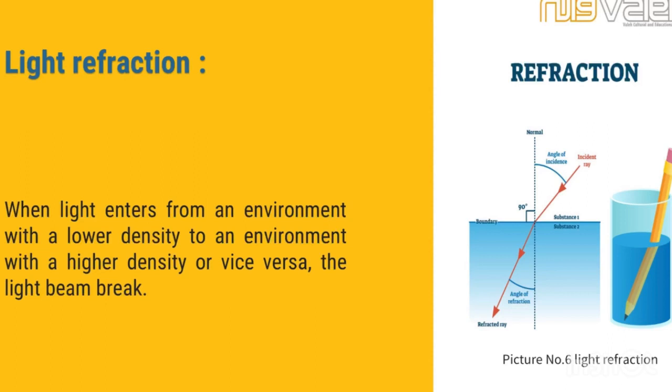About light refraction. When light enters from an environment with a lower density to an environment with a higher density, or vice versa, it cannot maintain its speed. And because of that, it bends, and we call it light refraction.